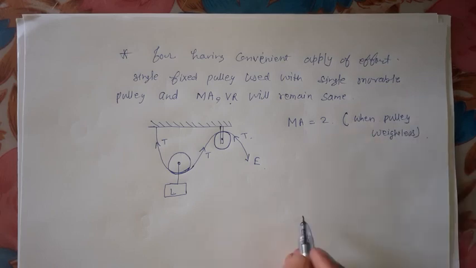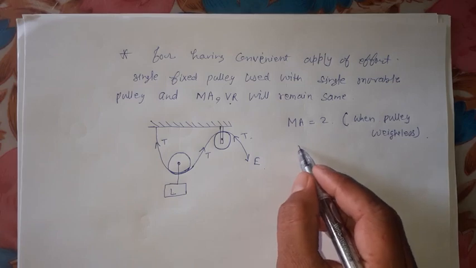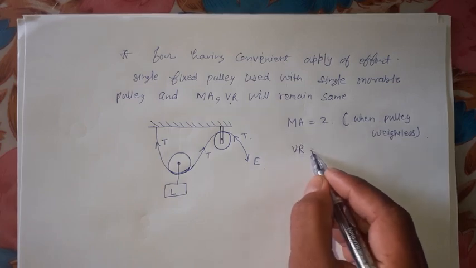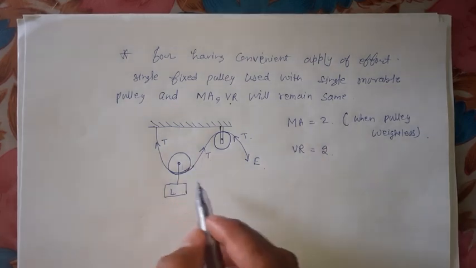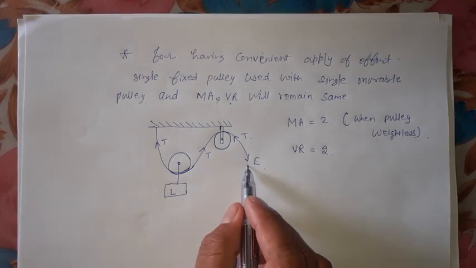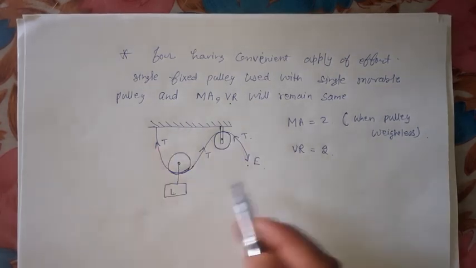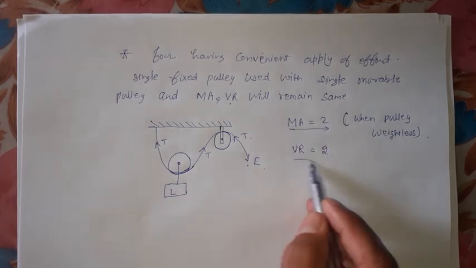Okay, so at that time we have mechanical advantage equal to 2, and the velocity ratio we are getting is also 2. So over here, the system of pulley which we are looking at has mechanical advantage 2 and velocity ratio 2.